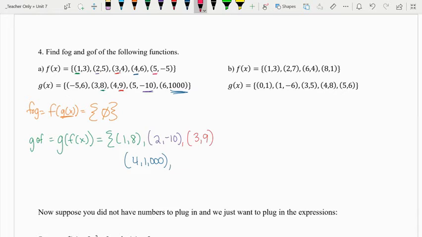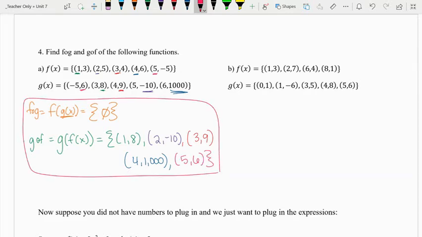And then we have 5, negative 5. Well, negative 5 gives me 6. So we have 5, 6. Okay, so notice how one gave me no solution, it gave me no points, whereas the other one, every single one worked. Okay, so let's go ahead and go to letter B.